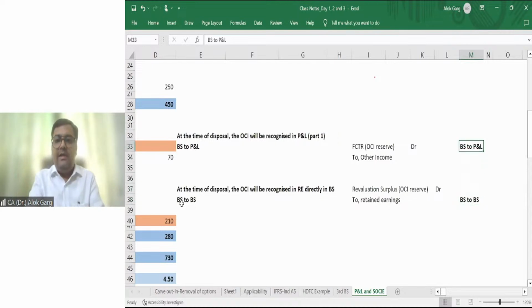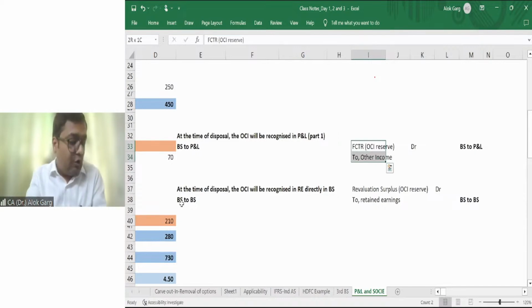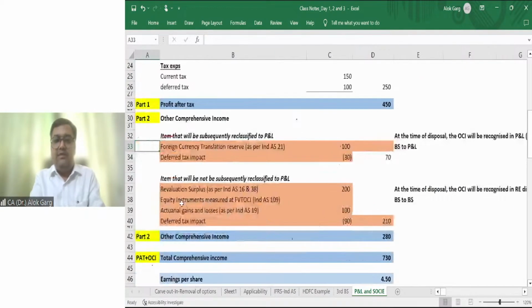disposal. Ind AS 21 foreign exchange standard says that such FCTR will go to OCI, and at the time of disposal of foreign entity, this FCTR will transfer to the normal P&L, right? So this is balance sheet to P&L, this is balance sheet to balance sheet.